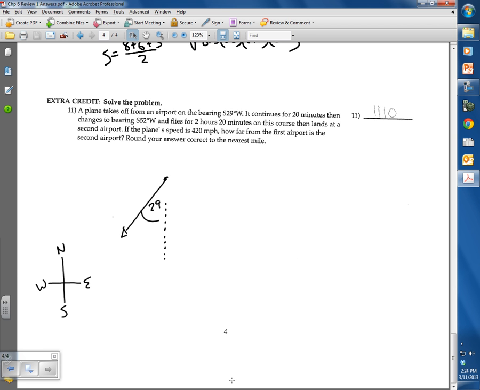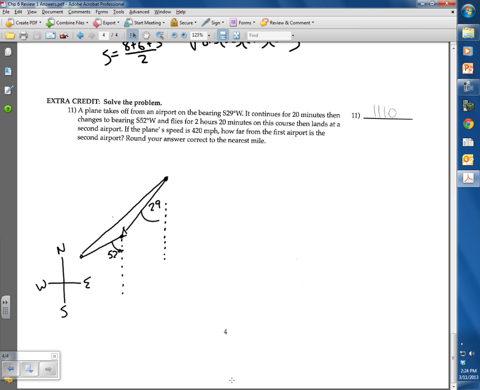It continues for 20 minutes, then changes bearing south 52 west. So from this point, south 52 degrees towards the west, and lands at the second airport. If the plane's speed is 420 miles an hour, how far from the first airport is the second airport? So we want to find this long distance here.